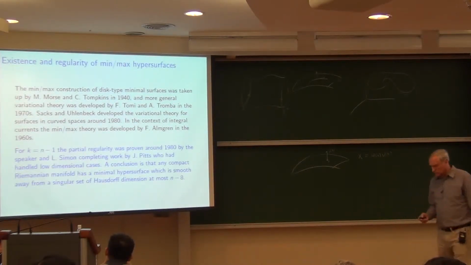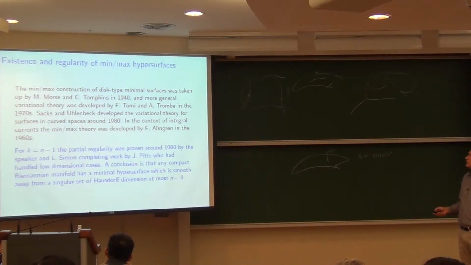And actually, for k equals n minus 1, that was the codimension 1 case, Almgren had a student, John Pitts, who developed methods for proving the regularity of the min-max surface. And Pitts was able to handle low-dimensional cases, and Leon Simon and I extended this theory to all dimensions.